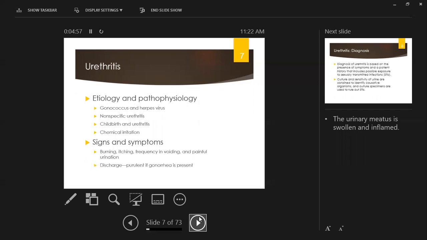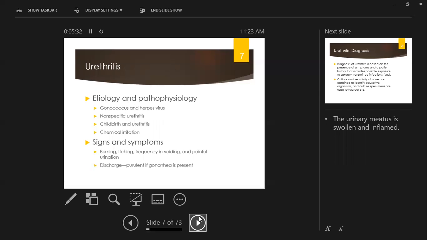Urethritis. So, this is inflammation or infection of the urethra. This can be caused by gonococcus or herpes viruses, so STDs. It also can be non-specific urethritis. So, maybe something we're not sure exactly why it's inflamed. Childbirth can also cause urethritis. Obviously, we have a lot of bacteria during the time of childbirth and a lot of trauma, and then chemical irritation. So using various feminine hygiene products or soap in the area can cause inflammation.